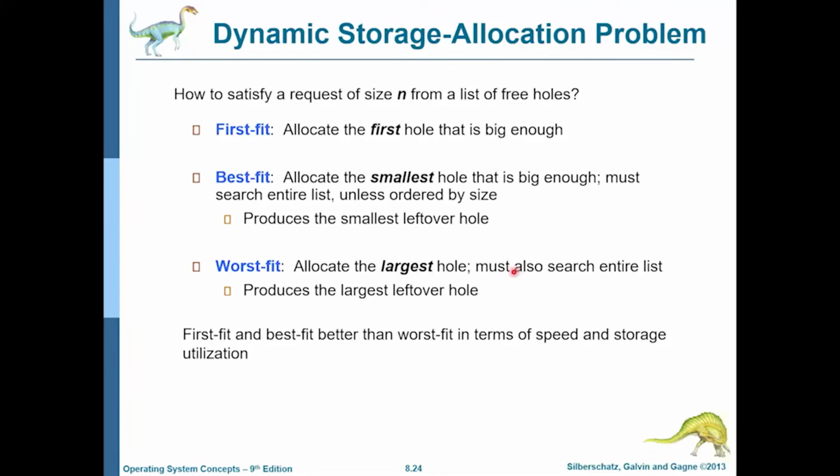So there are three ways in which the operating system finds a hole large enough for a process to fit. It can do first fit, so it goes through the list of all the holes, and the first hole that is large enough to hold a process is chosen.